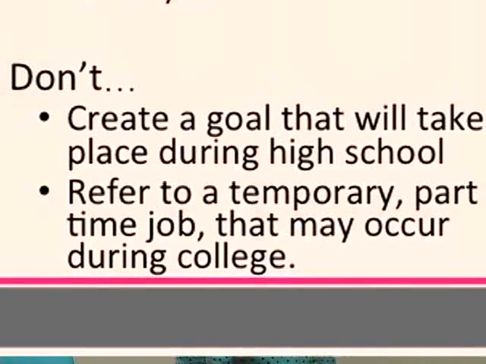Another exception that's on that checklist is the military. If a student wants to go into the military, you don't necessarily have to say what they're going to focus on in the military. You can just say they are going to get a job through the military and leave it open-ended that way. And then, of course, stay away from this. Don't create a goal that will take place during high school, and don't refer to that temporary job.